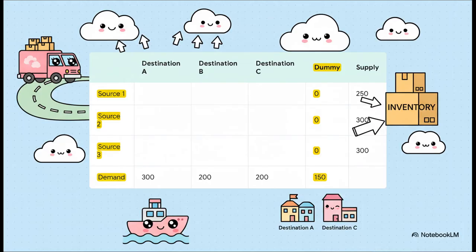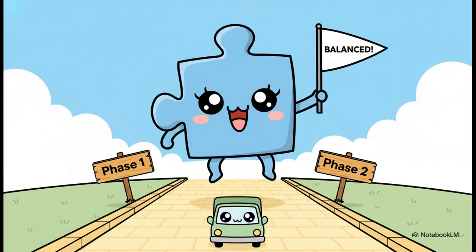And here's how it works. This dummy column absorbs that extra 150, basically treating it as inventory. Okay, now that our puzzle is perfectly balanced, we can actually find a solution. This happens in two phases.